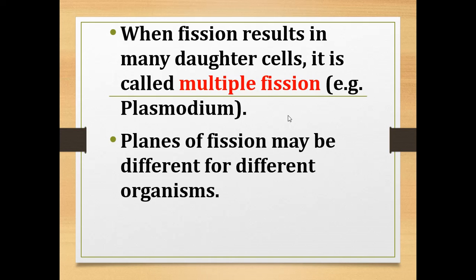May be different for different organisms. So planes means the location of the division, where the cell division will take place, will be different for different organisms.